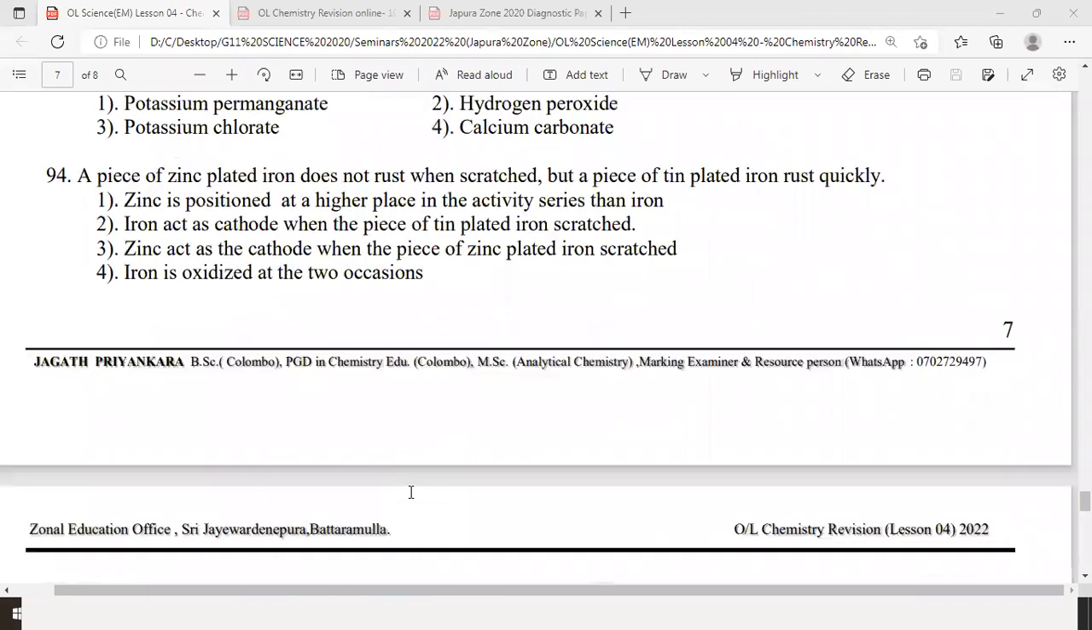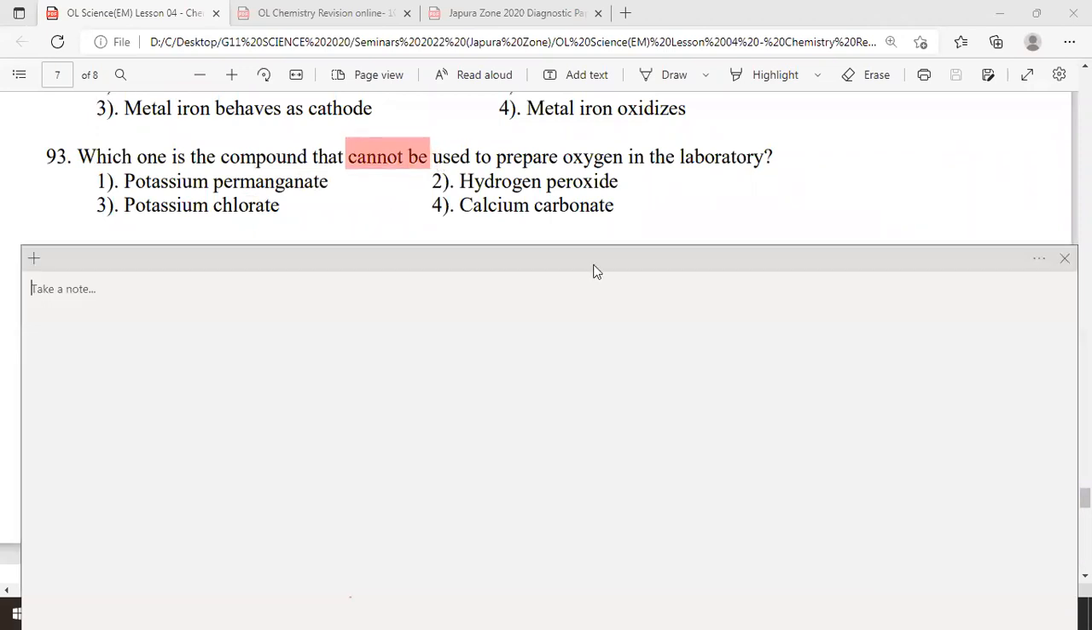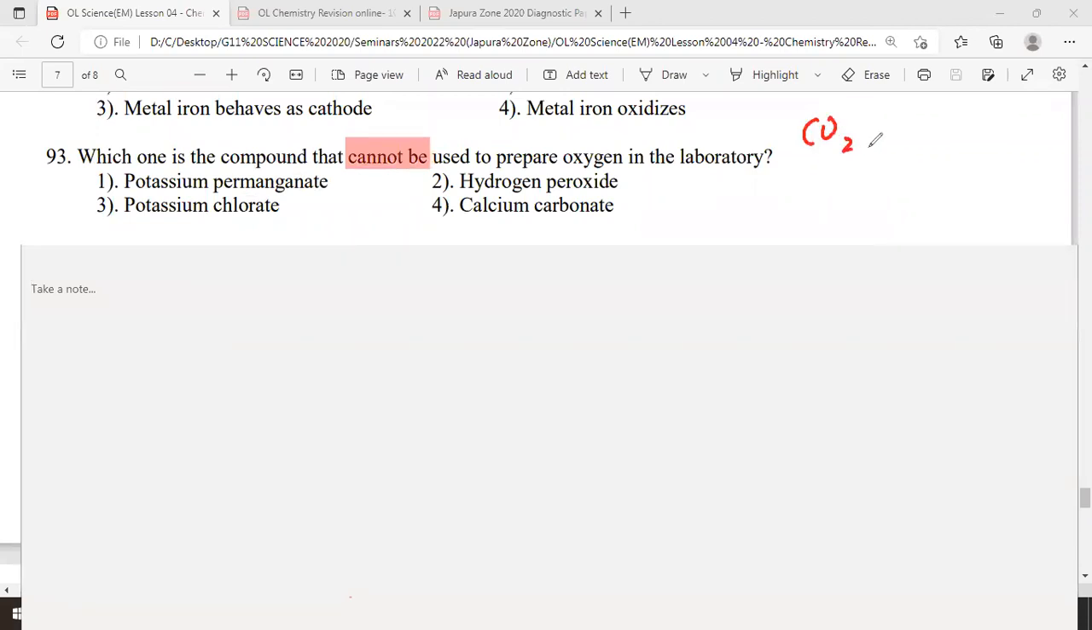Cannot be used to prepare oxygen. So here, cannot be used, underlined here, cannot be used. To prepare oxygen, we use these chemicals in the laboratory. So what did I tell you earlier? Carbon dioxide, oxygen and hydrogen. These 3 gases, you should know the 5 important things.